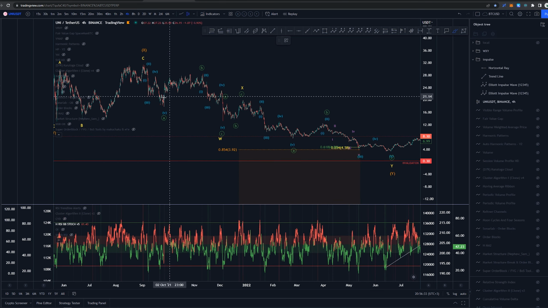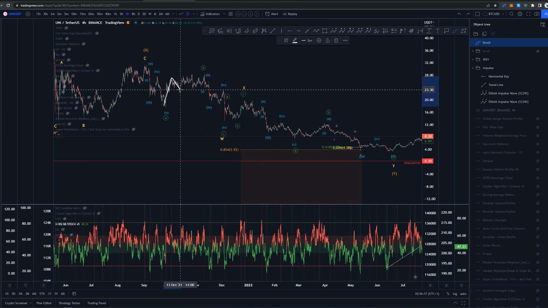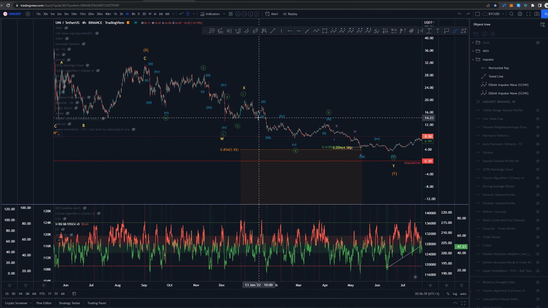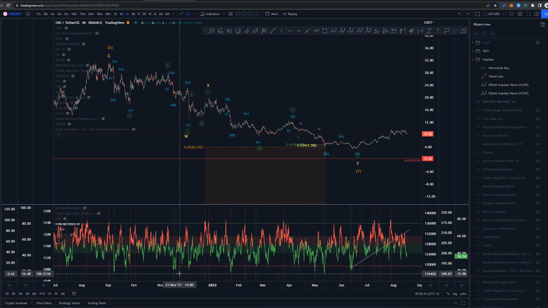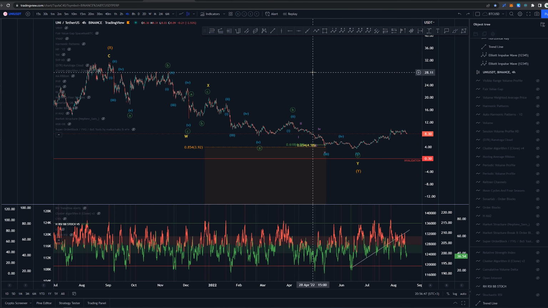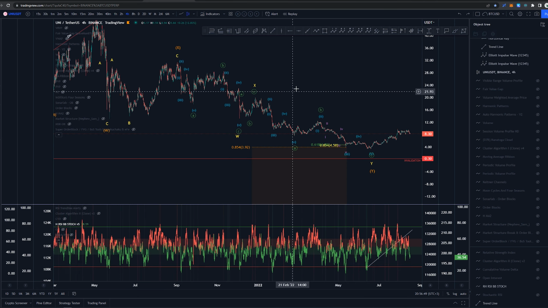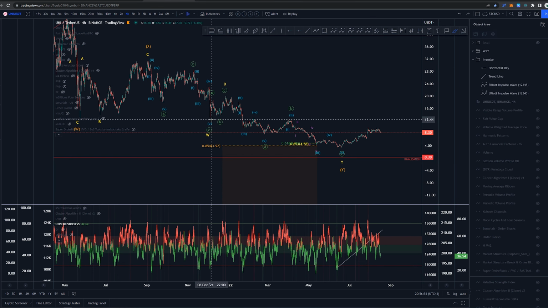Then a very complex wave B here, 3 waves of some sort, possibly like this. And then another 5-wave move here. We did have that divergence in play, so that fits the idea of having 5 waves. That would lead us to the completion of this ABC into W, and then another ABC here into X.